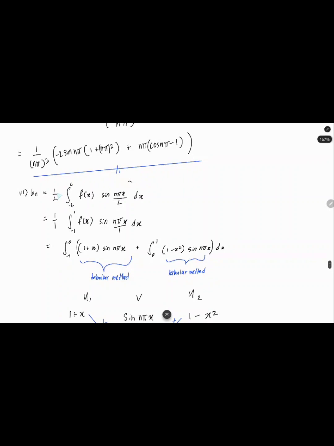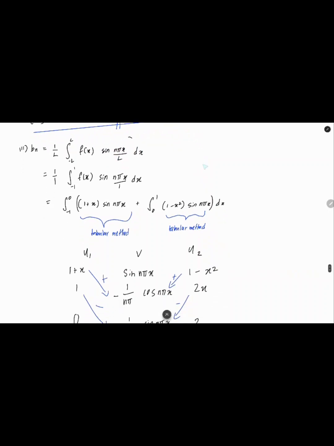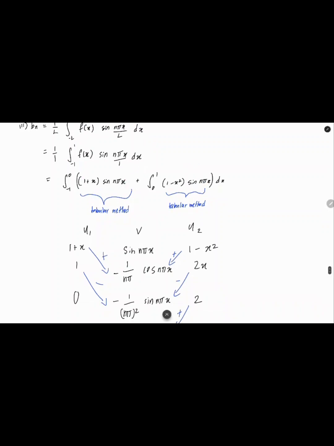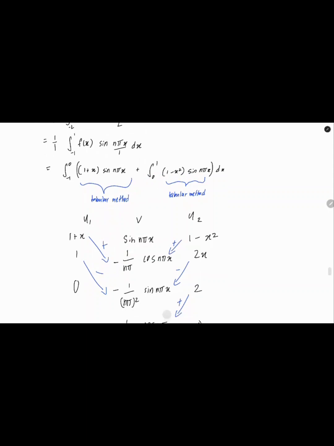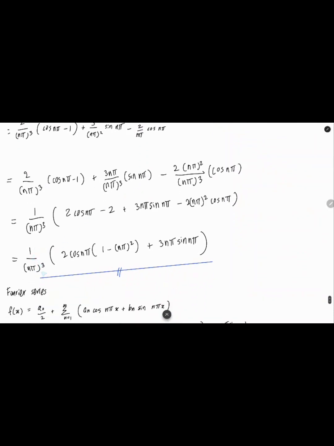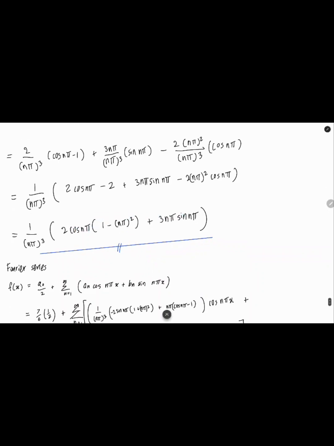Alright, for bn, the equation is 1/L times the integral from -L to L of f(x) sin(n pi x over L) dx. So we put all the information into that, and also for both of these equations we can use the tabular method. So we solve the tabular method, and then we get the final answer, which is 1 over n pi cubed, bracket 2 cos n pi, 1 minus n pi squared, plus 3 n pi sin n pi.